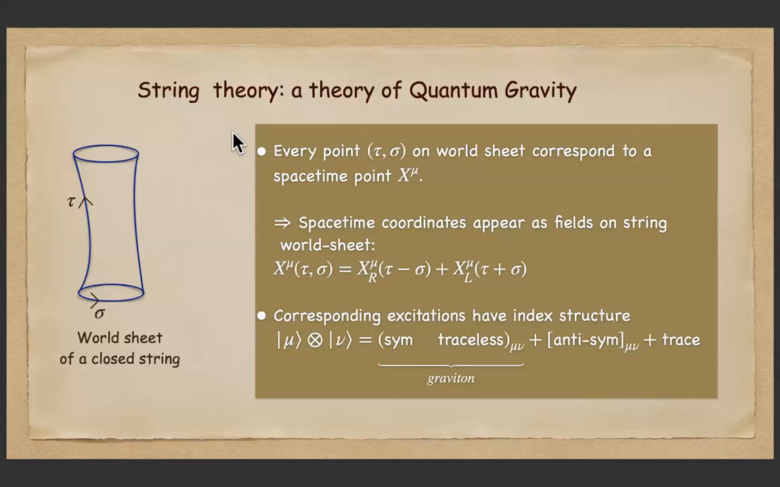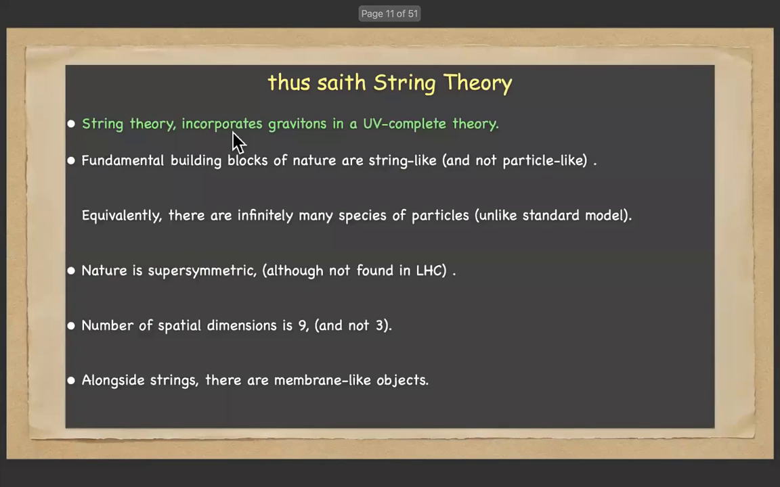So string theory, of course, tells that the fundamental entities of the universe are not particle-like, but string-like. You can rephrase this as saying that there are infinitely many particles corresponding to various oscillation modes of the string. It also tells that nature is supersymmetric, never mind what you find in LHC. It tells that the number of space-time dimensions is 10 as opposed to 4. And it also tells that the story doesn't stop at strings, there are membrane-like objects as well. None of this seems to make sense with what we already know about the world, but it might.